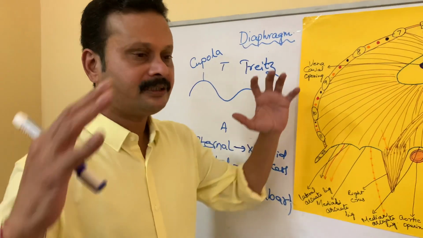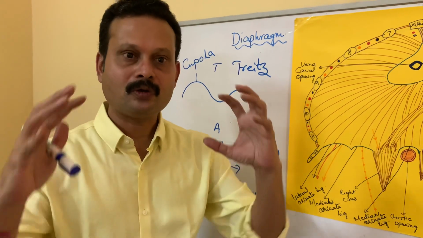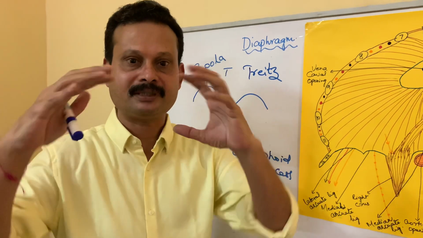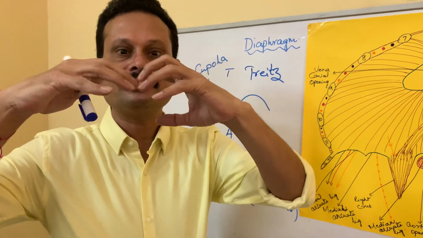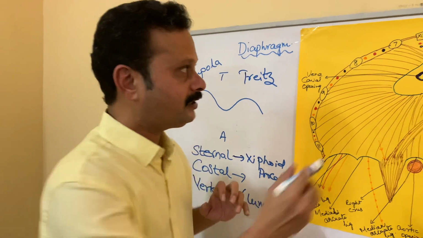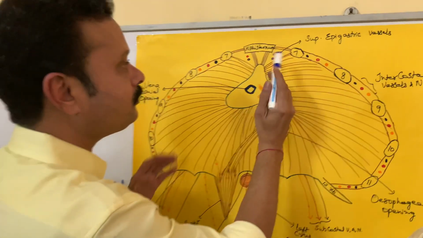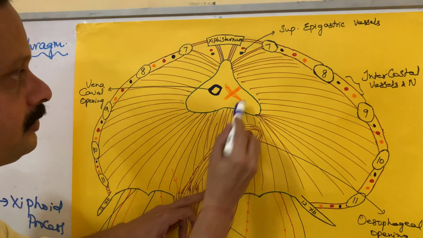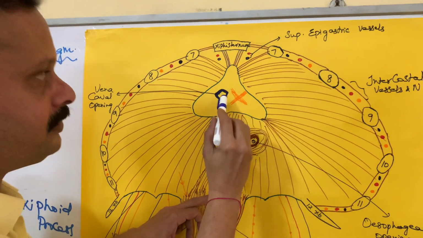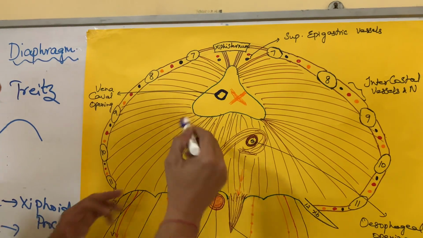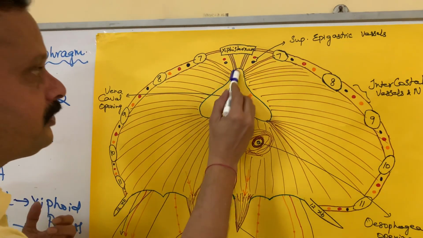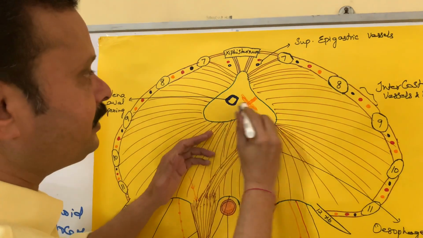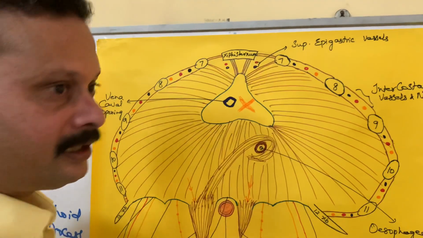Now this diaphragm is inserted in the center. I have said it is dome shaped. It extends origin from the front, from behind and from the sides. So overall it is coming and inserting into the center. Where exactly in the center? Somewhat towards the anterior plane. This is the anterior end, this is the posterior end. The center is not exactly in the middle. The insertion part, which is called the central tendon, is not exactly in the center, it is somewhat in the anterior plane.